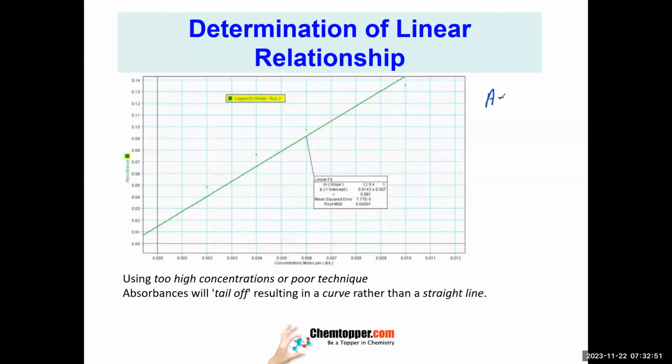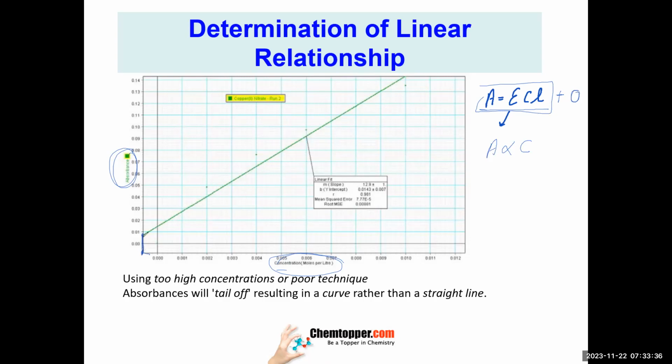A equals epsilon Cl. Epsilon is the Greek letter which represents a constant here. What was the meaning of epsilon? Molar absorptivity, because this is absorbance versus concentration. And this equation indicates that absorbance is directly proportional to concentration. So you are getting a straight line, where the y-intercept here is 0.